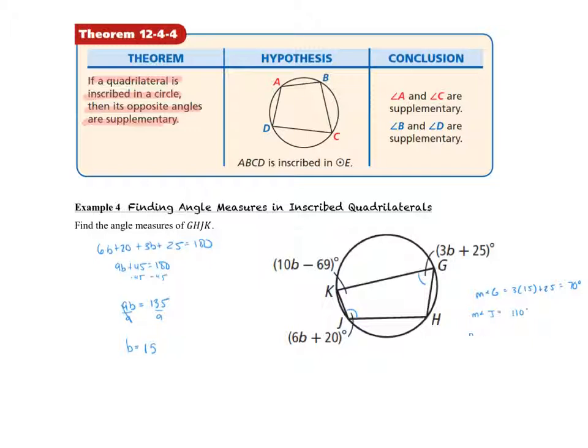Okay, the measure of angle K is equal to 10 times 15 minus 69, which is 81 degrees. And the measure of angle H would be supplementary to that. So it would be 180 minus 81 degrees, which is 99 degrees.